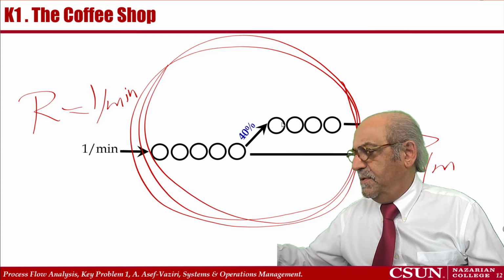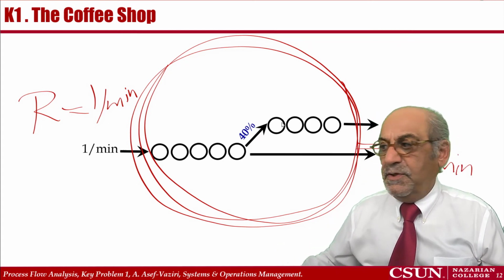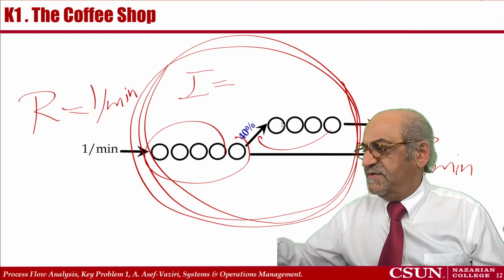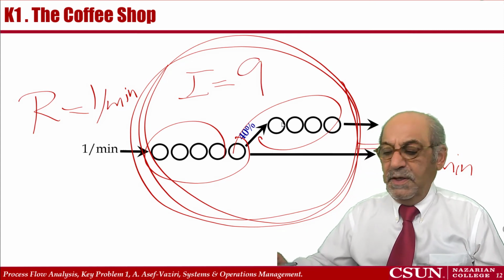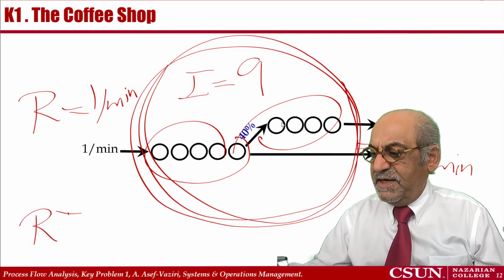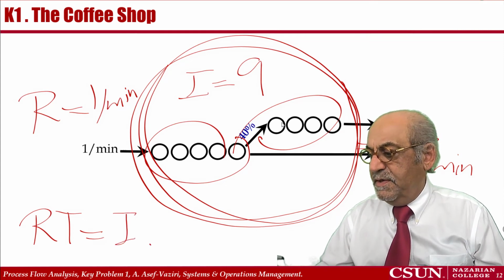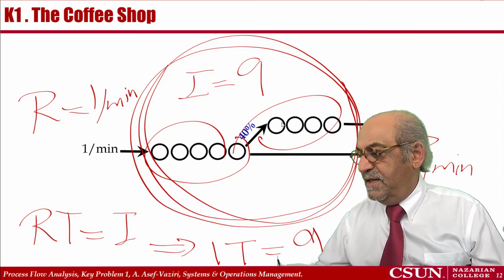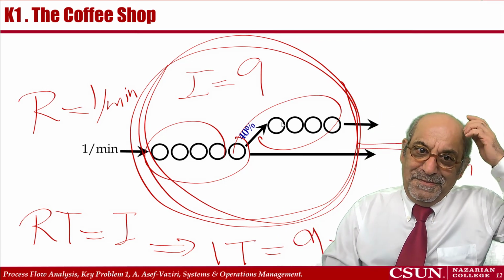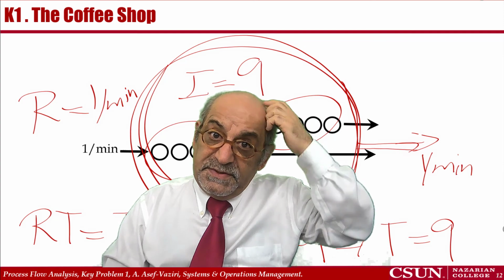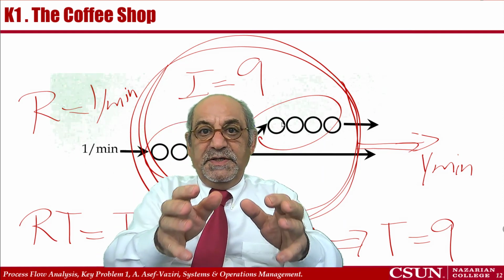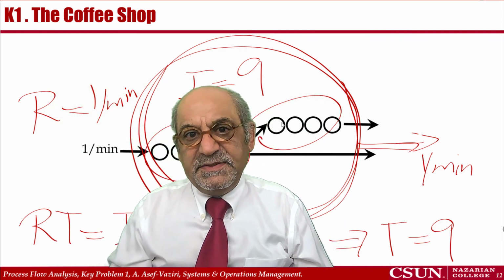1 per minute. Any objection? No. Inventory is equal to 5 plus 4, which is 9. Throughput times flow time is equal to inventory. That means 1 times flow time is equal to 9, and therefore flow time is equal to 9. 3 different ways to compute the flow time of a flow unit, a prototype flow unit inside this system.